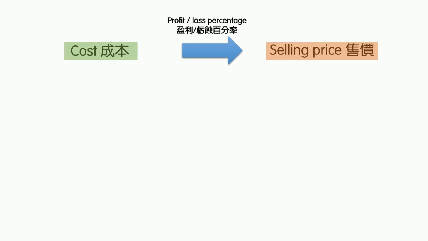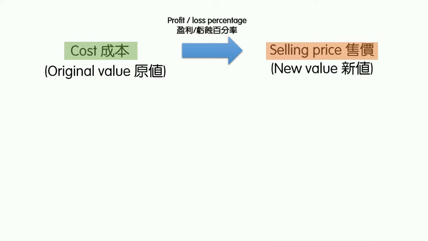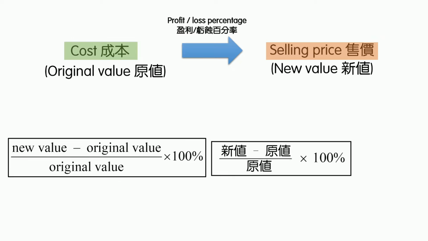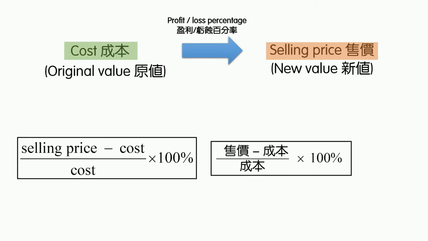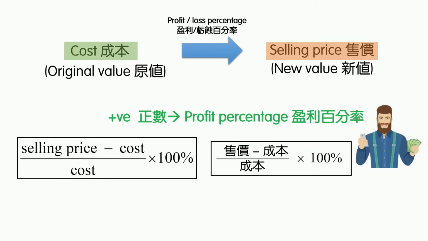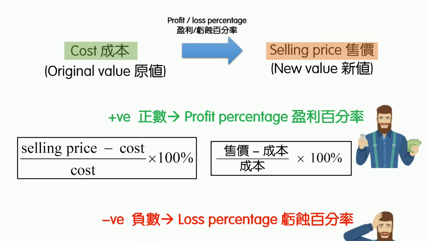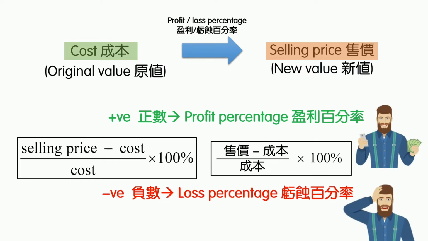Are there any formulas to help us calculate the profit or loss percentage? We can view the cost as the original value and the selling price as the new value. Earlier, we have learned a formula to calculate the percentage change: the new minus old over the old times 100%. The new value would be the selling price, the original value would be the cost, and this is the new equation. This equation can help us calculate the profit or loss percentage. Calculating a positive number means it's a profit percentage, and a negative number means it's a loss percentage.